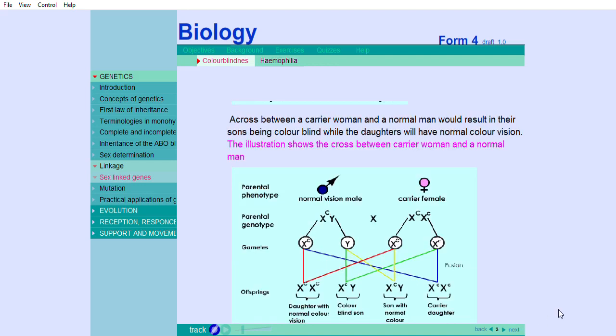A cross between a carrier woman and a normal man would result in their sons being colorblind, while the daughters will have normal color vision. The illustration shows the cross between a carrier woman and a normal man.